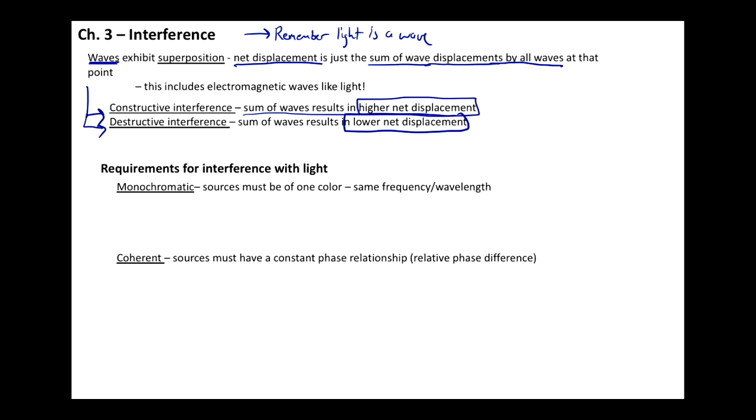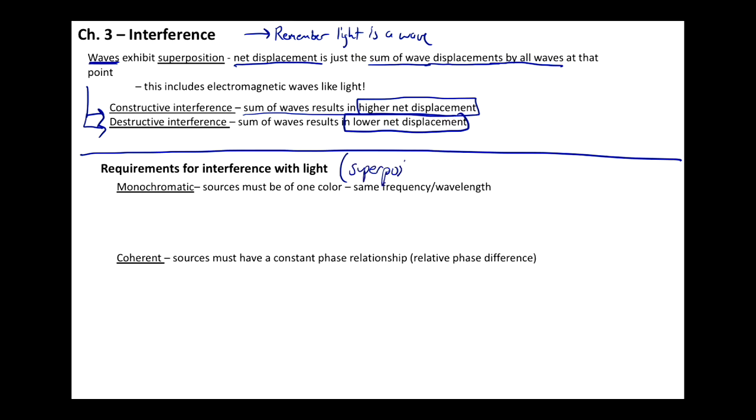So this idea of interference, waves interfering with each other, is the bulk of everything that we do in this chapter, okay? We are going to put some requirements on light that allows us to actually see this interference happening. So let me put a little note here, and let's say that superposition happens without these conditions. But if I want to see those two types of interference right above, constructive and destructive, my light waves have to meet these two requirements.